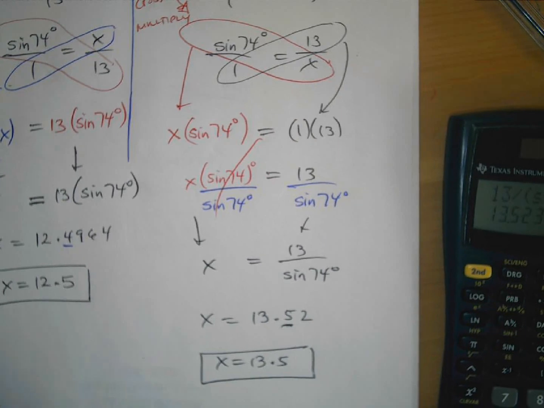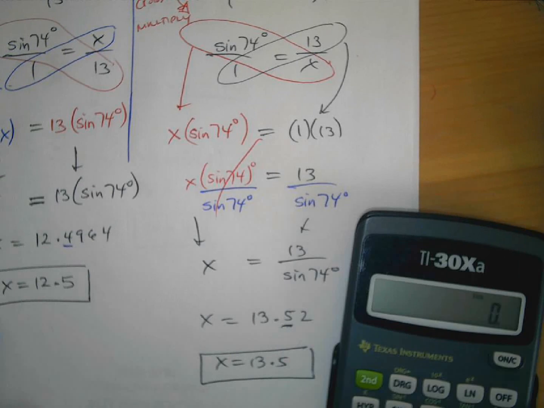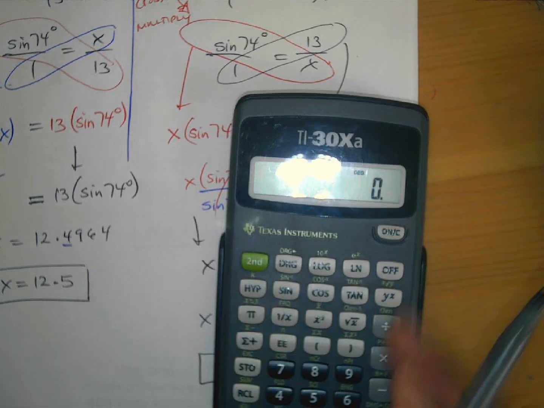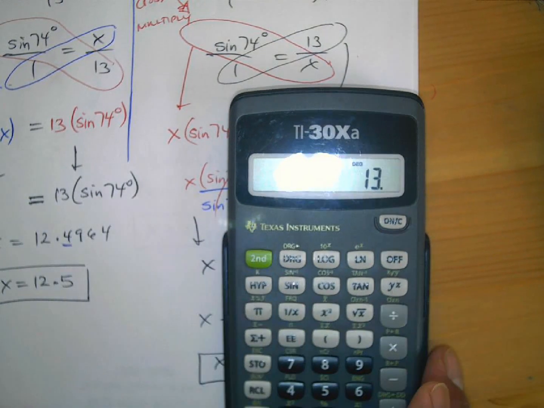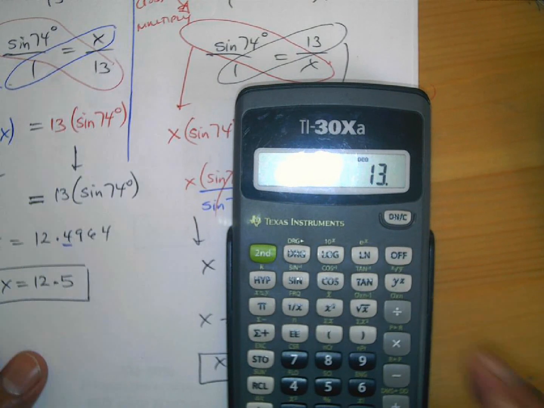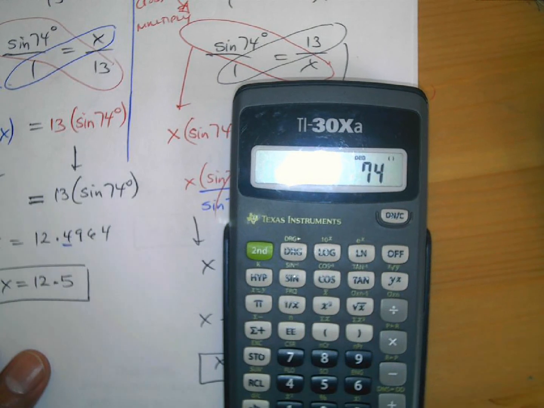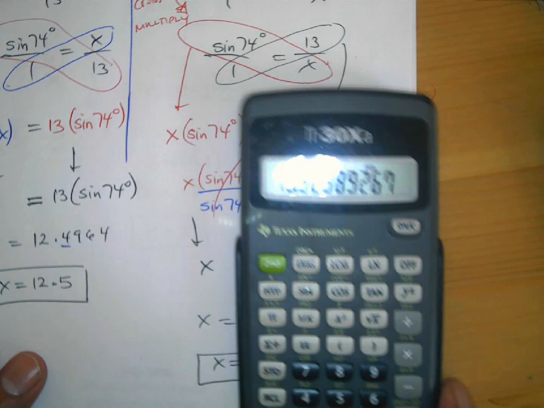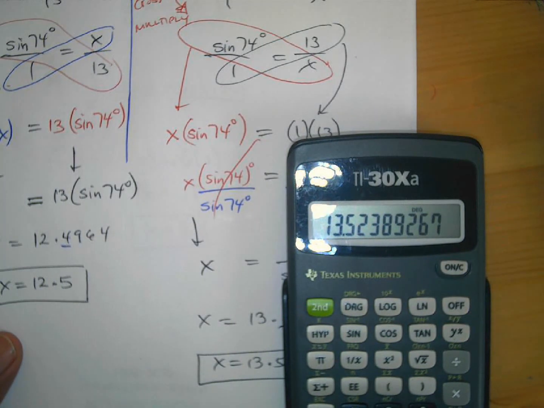What if you have the other calculator? The other calculator would be like this. Remember, this is the one where you have to put the 74 and then the sine, but I have to do 13 divided by. Then, again, I would use the parentheses and put 74 sine, and then close it, and then hit enter. And there it is, 13.52.